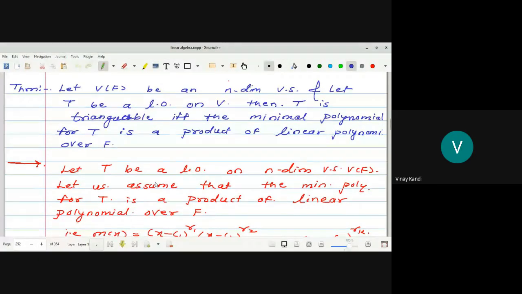Good morning. In the last lecture, we saw this theorem. Let V over F be an n-dimensional vector space, and let T be a linear operator on V. Then T is triangularizable if and only if the minimal polynomial for T is a product of linear polynomials over F. If T is triangularizable, then the minimal polynomial is a product of linear polynomials, and vice versa. So this is the proof of this theorem.